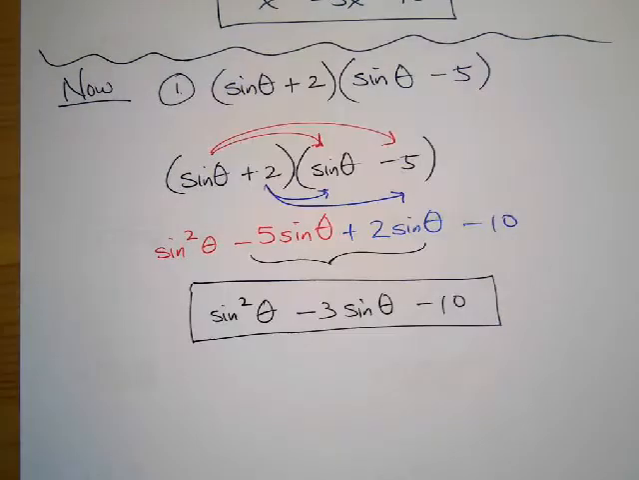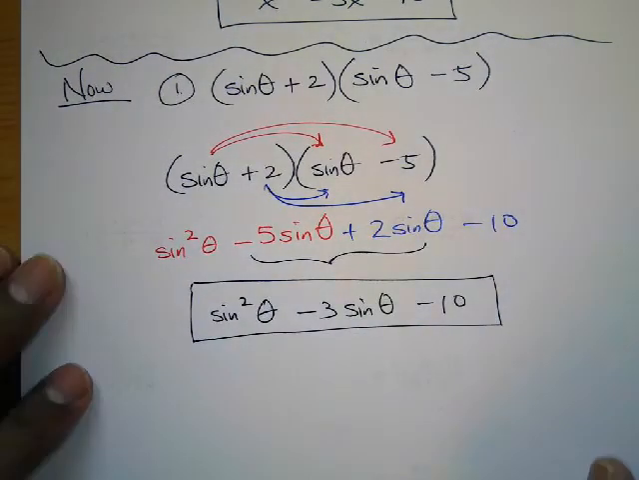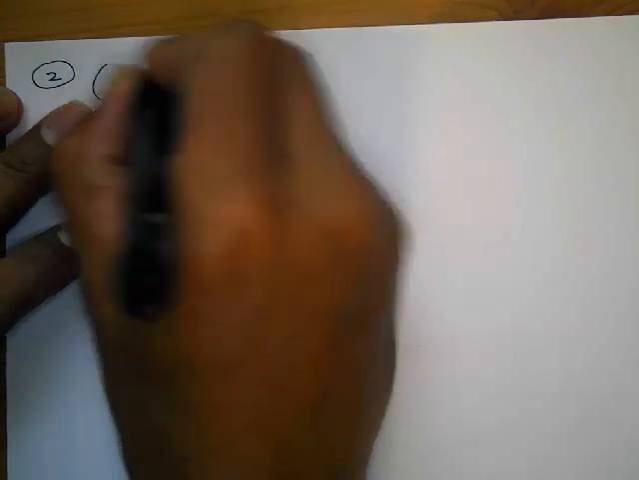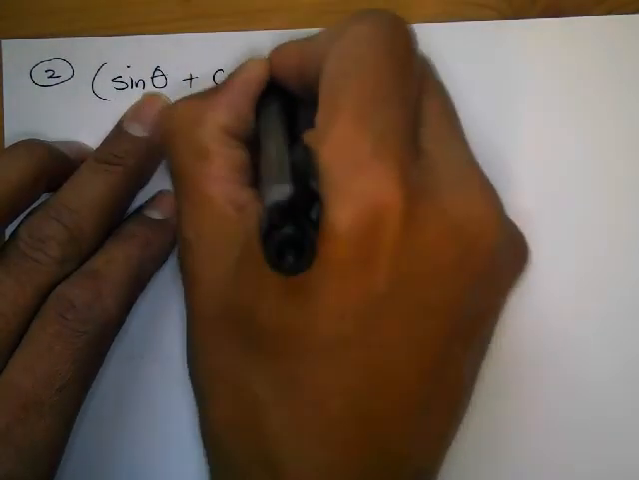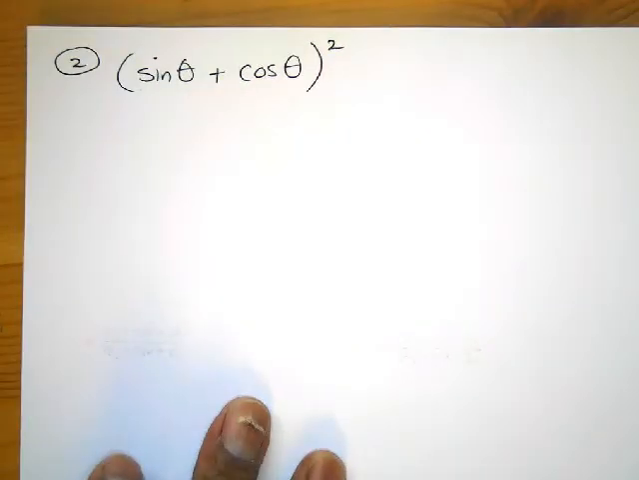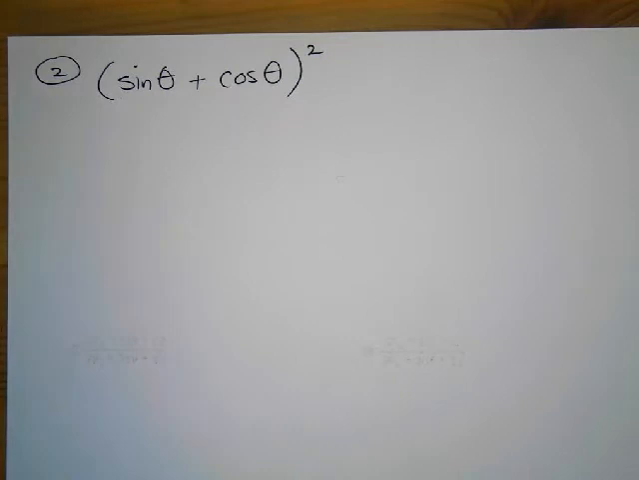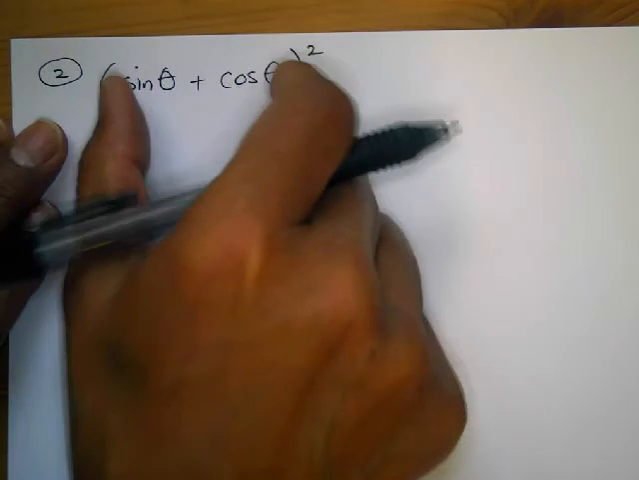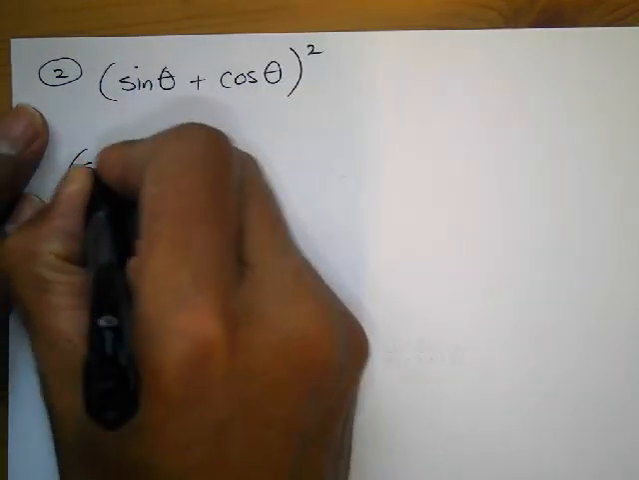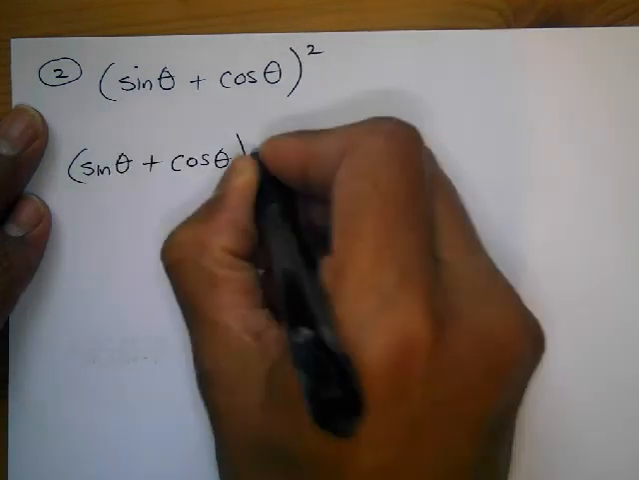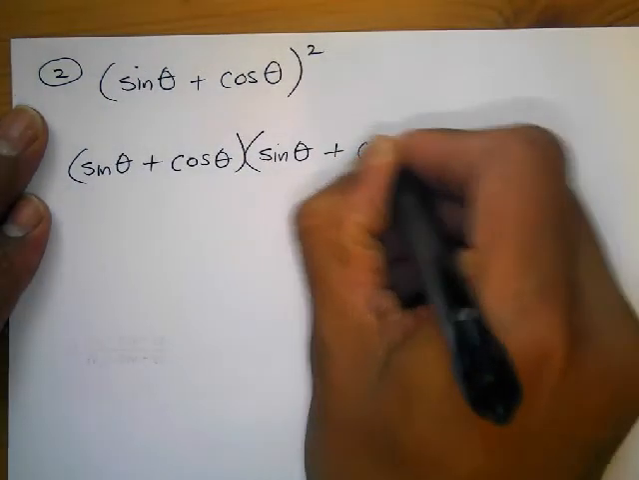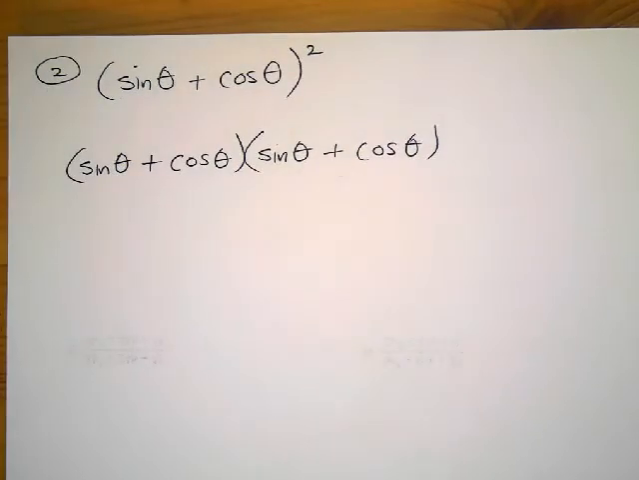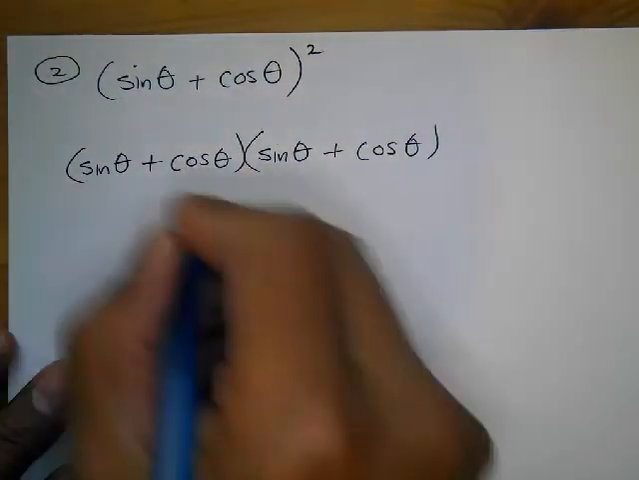Let's do another one similar to this, where you're multiplying two binomials. Here's number 2. What if you have something like this? Sine theta plus cosine theta quantity squared. Does that mean just to square this and to just square this? No. You know that this means that there's two of these being multiplied. Sine theta plus cosine theta, and then another one, sine theta plus cosine theta. You better not just square this and this. That's not right. And then we FOIL this out.